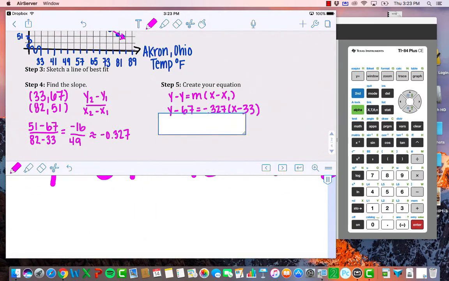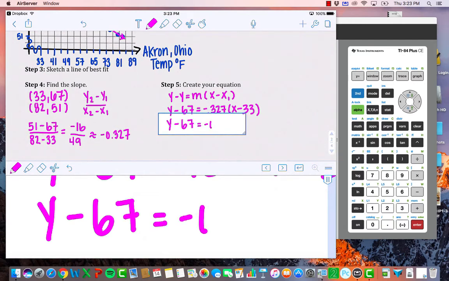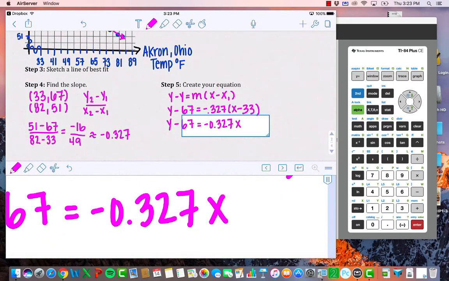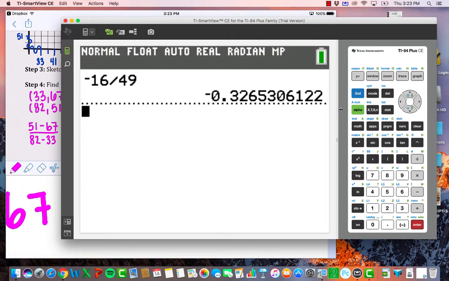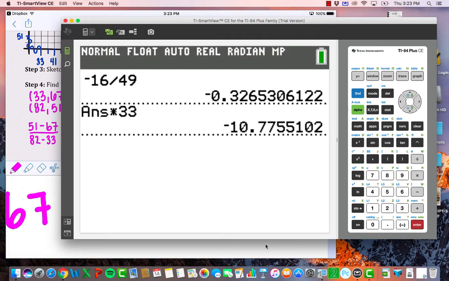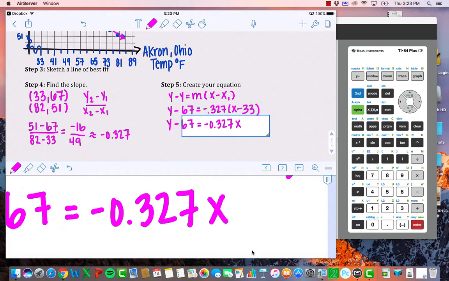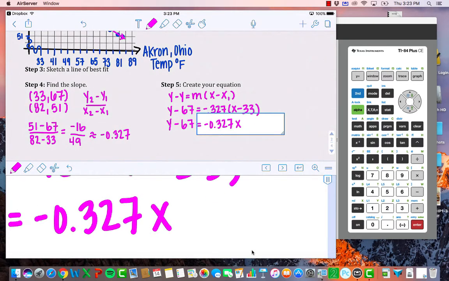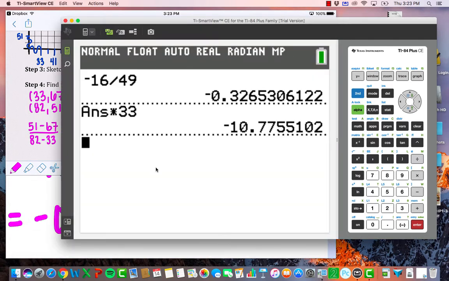The only thing I need a calculator for in this so far is to do negative 0.327 times 33. So I'm just going to go times 33, and it ends up getting plus, because it's both negatives, 10.776, yep.